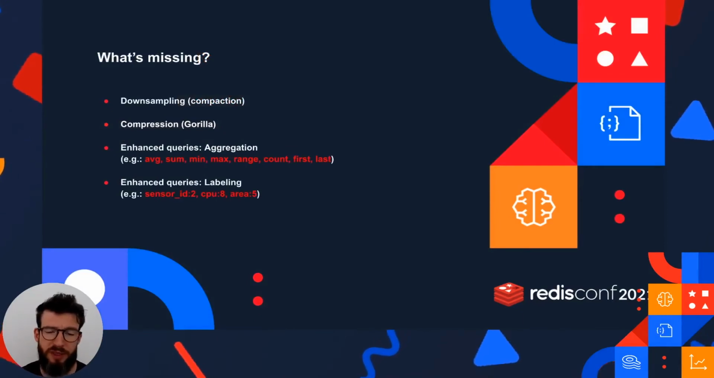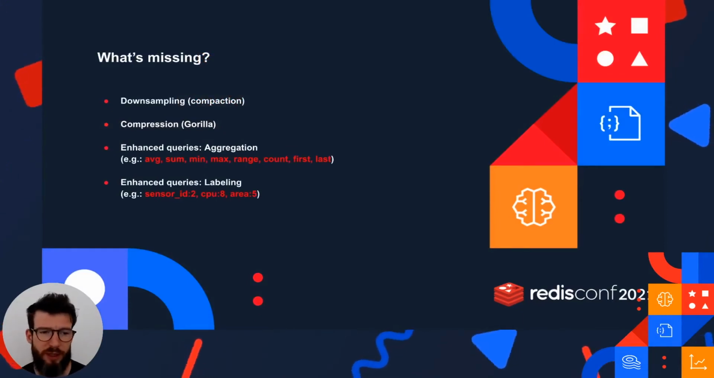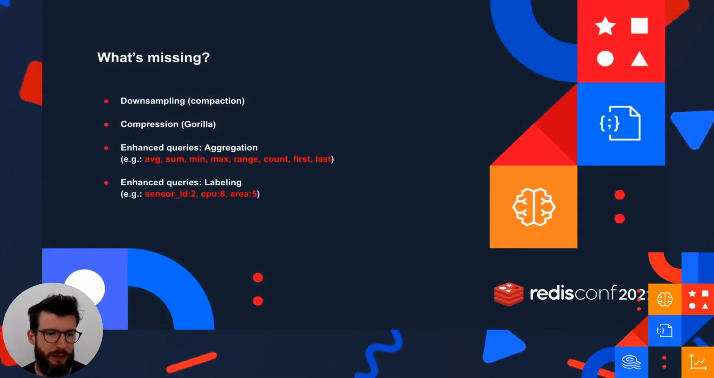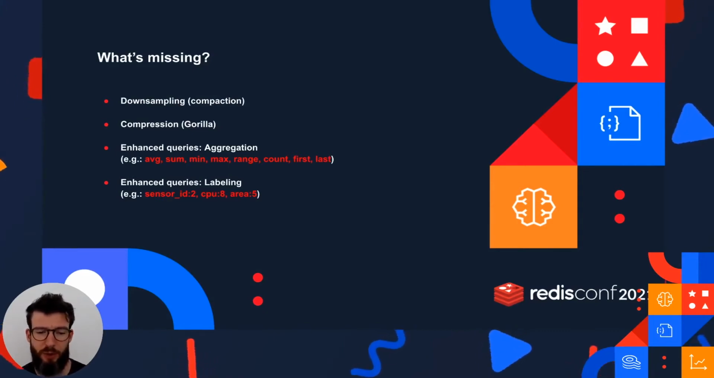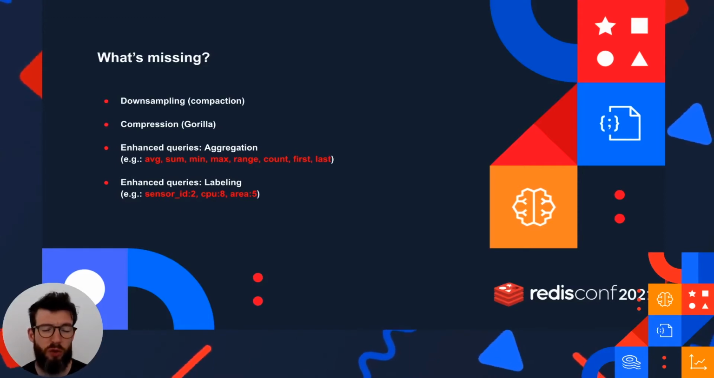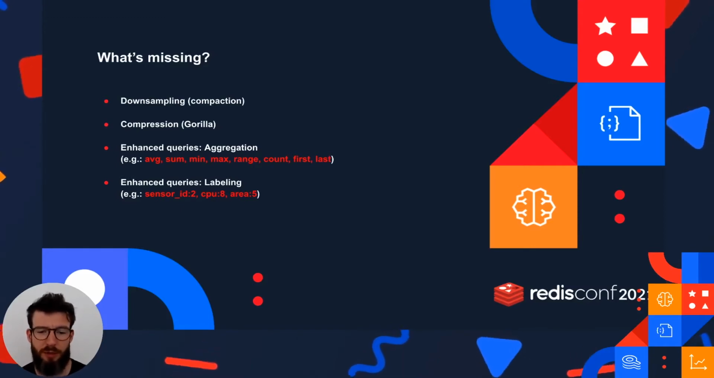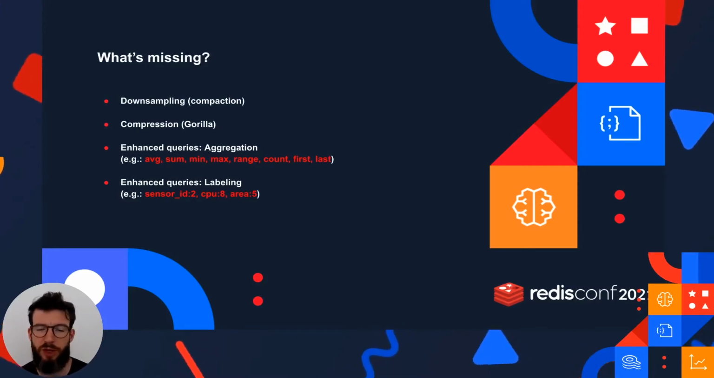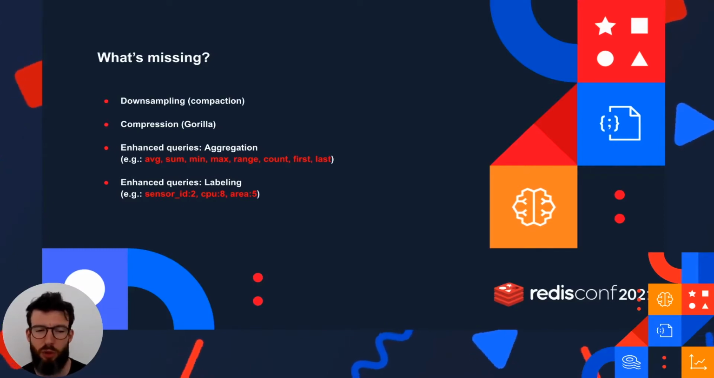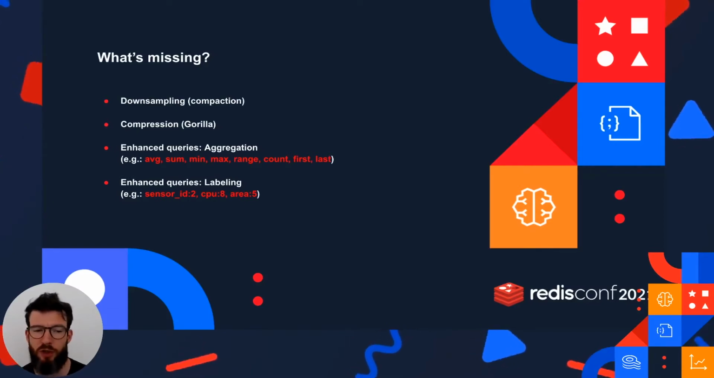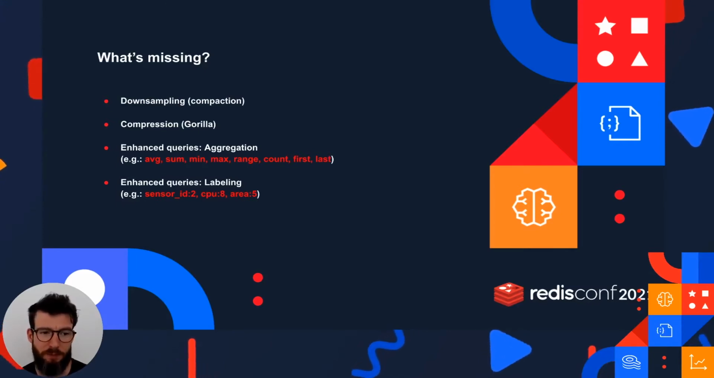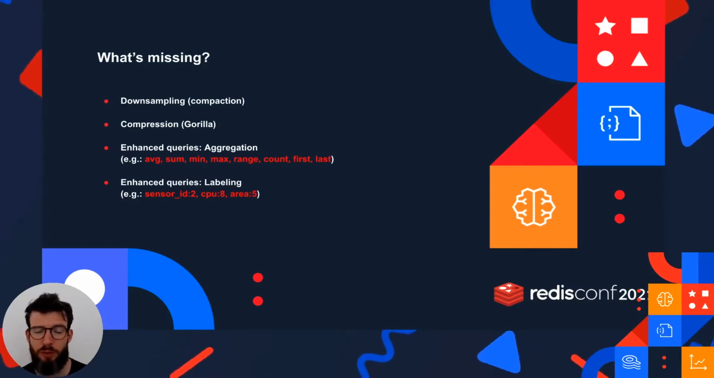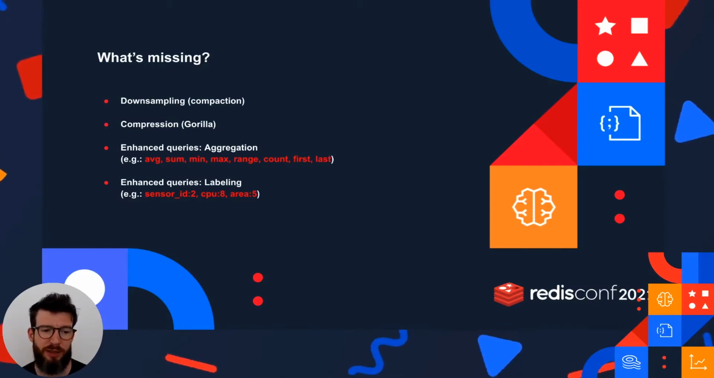But what is missing in those two ways of modeling time series data within Redis? First of all, there is downsampling. Downsampling applies when, the older your time series data becomes, the less relevant it is to keep all the raw samples. So you could apply some aggregation to compact the amount of data you have within your database. You can do that with the traditional ways, but you will have to write that yourself client side.